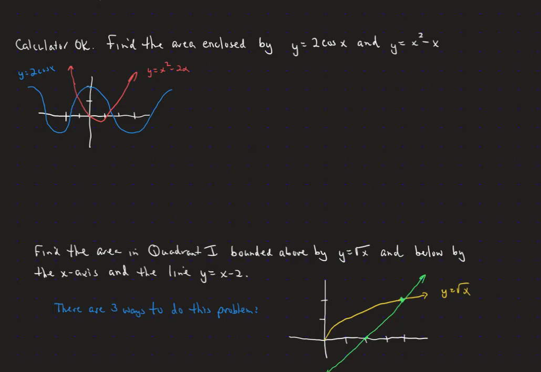So if we look at, say, a representative rectangle, our delta area is going to be a base times height. The base is going to again be a delta x, and our height is going to be the y value of the blue curve. That's 2 cosine x minus the y value on the red curve. That's going to be x squared minus 2x.